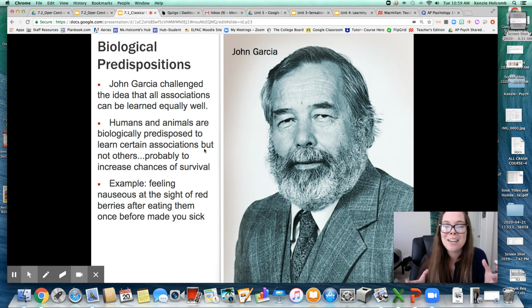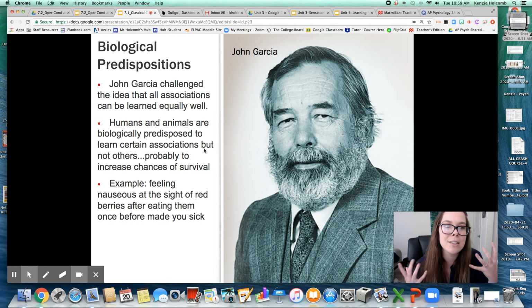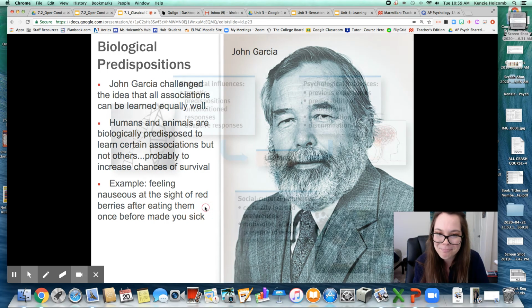So we do have predispositions, and it's also a survival skill. If we know something makes us sick, we're going to avoid it next time, right? So this is a real world example of John Garcia challenging how associations work with humans, right? If anyone's ever puked something up and can't eat it anymore, it's happened to you.